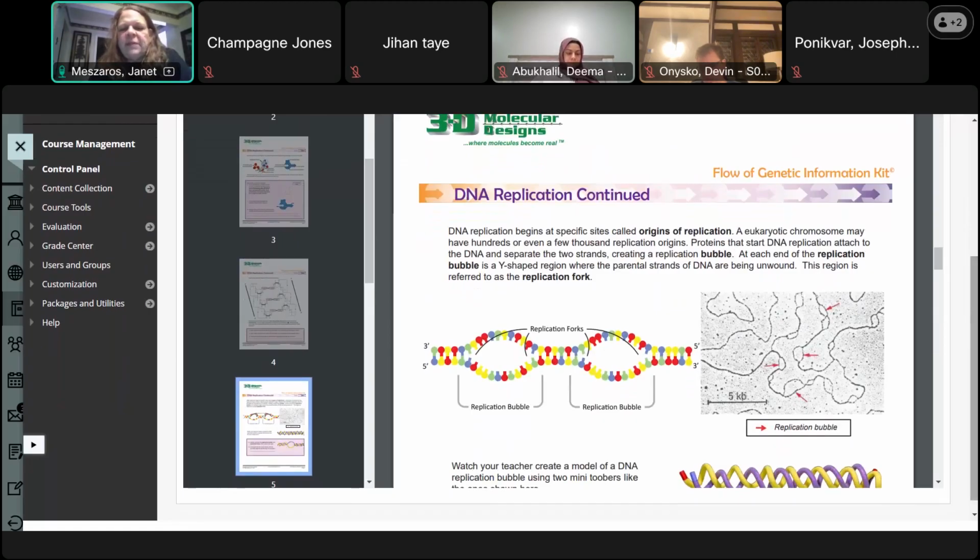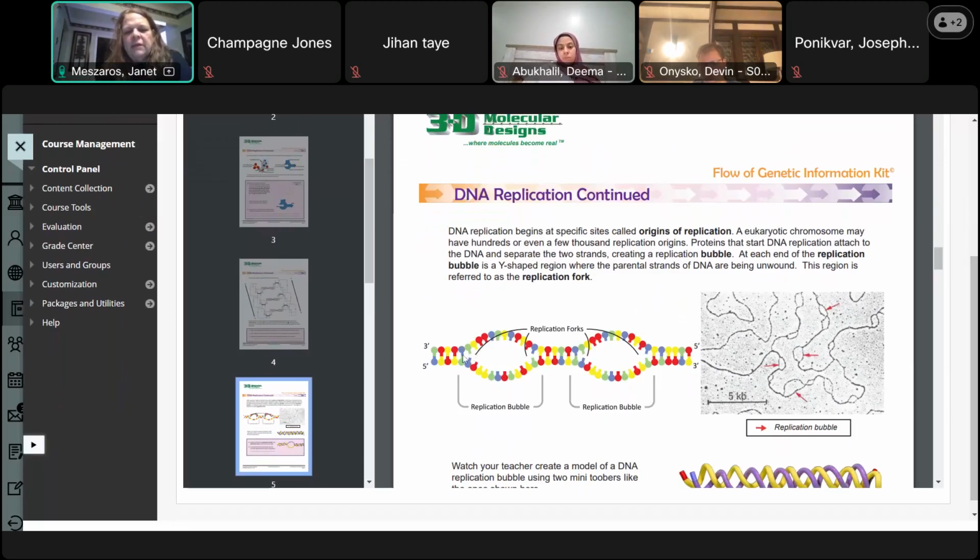DNA replication begins at specific sites called origins of replication. A eukaryotic chromosome may have hundreds or even a few thousand replication origins. Proteins that start DNA replication attach to the DNA and separate the 2 strands, creating a replication bubble. At each end of the replication bubble is a Y-shaped region where the parental strands of DNA are being unwound. The region is referred to as the replication fork.